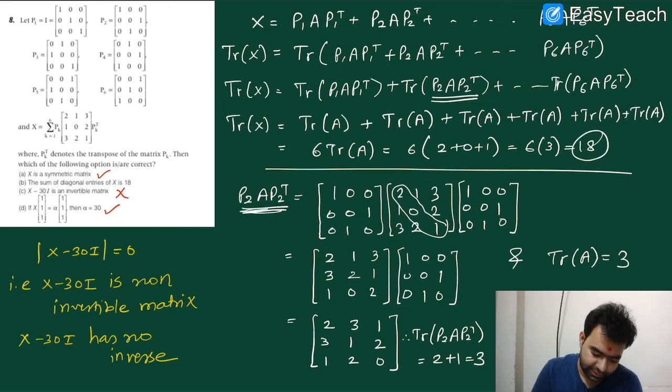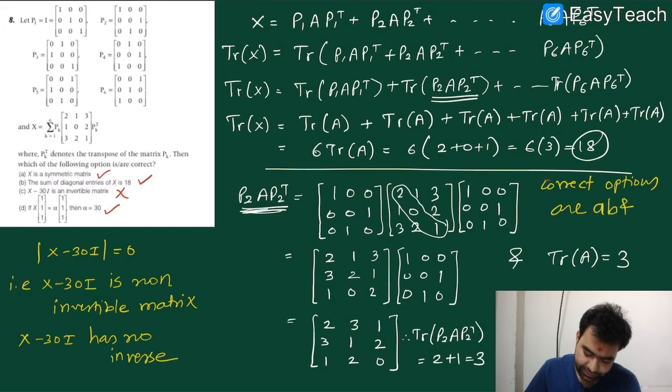So what is given here? Yeah, 18 is given. Okay, so we can say that correct options are A, B and D. That's it. Thank you.